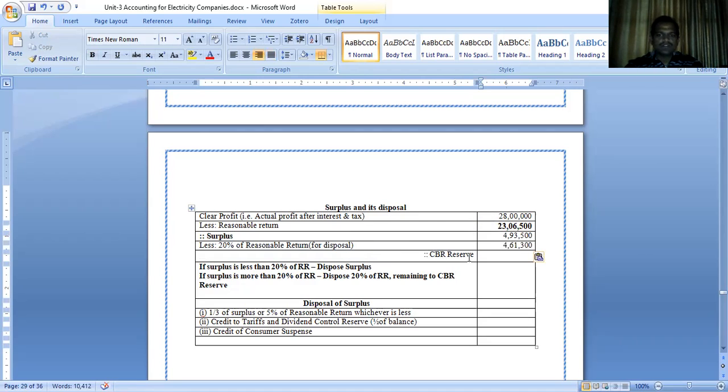Four lakh 61,300. So surplus is more than 20% of reasonable return. In such case, dispose 20% of reasonable return. So the disposable amount is 4,61,300.